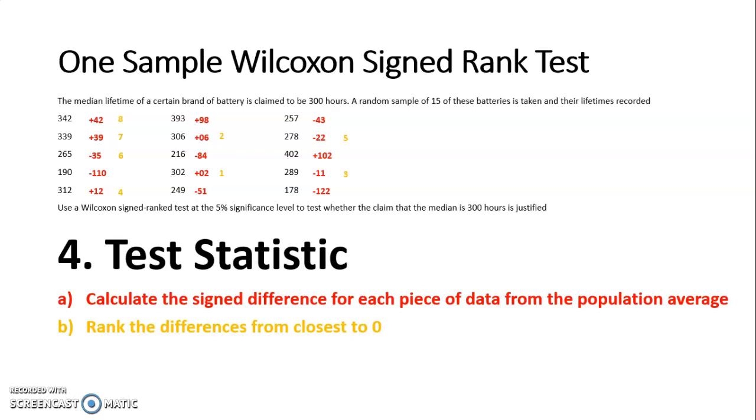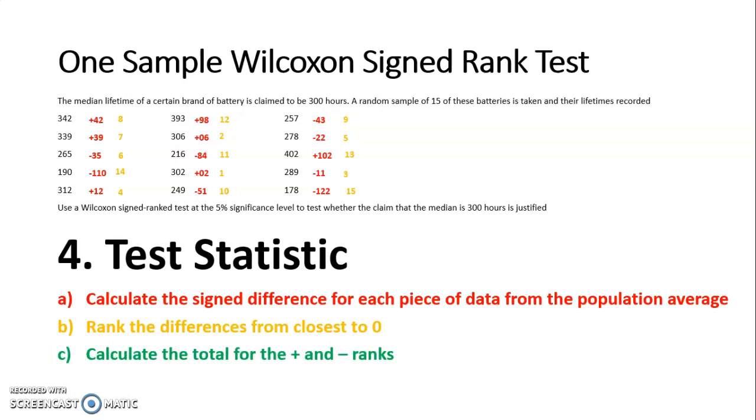39, rank 7. 42, rank 8. 43, rank 9. 51, rank 10. 84, rank 11. 98, rank 12, 102, rank 13, 110, rank 14, and 122, rank 15. Remember, if you have a difference of 0, we cannot rank that, and we have to discount it from the data.